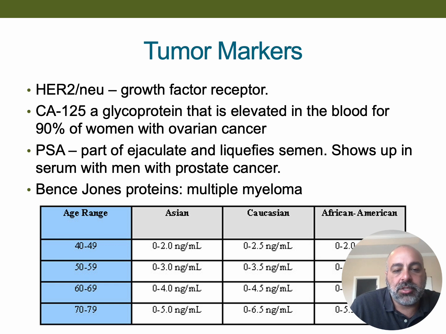The chart down here is referencing PSA levels in different populations and age groups, and you can see it goes up in every age group, because pretty much inevitable for every single male is they'll have BPH.